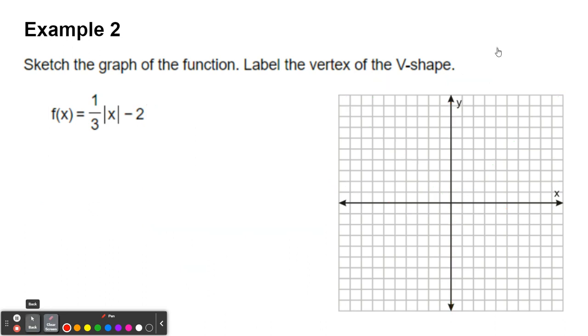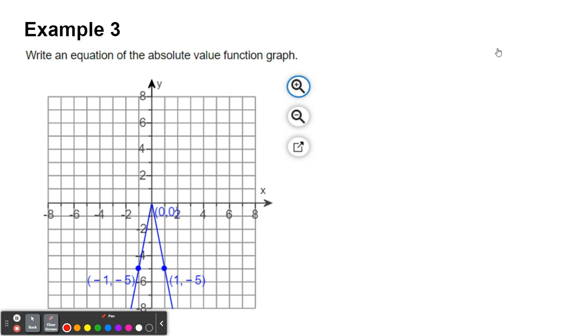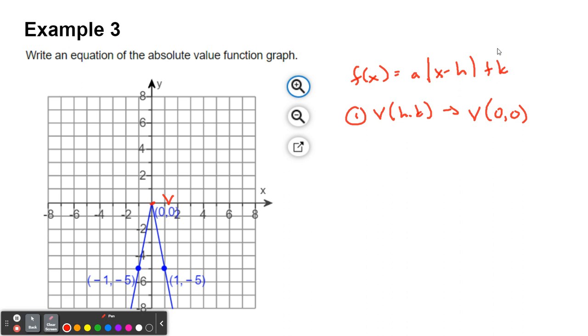Okay, and then last but not least, example 3 here says, write an equation of the absolute value function graph. So we have the graph here. We need to come up with this function, f of x equals a, absolute value of x minus h plus k. All right, so the first thing is the vertex, h and k. So if we look here, this is my vertex, 0, 0. So your vertex is at 0, 0, which means your h and k are 0. So right now, I know that f of x equals a absolute value of x. No h and k, right? We can get rid of those.